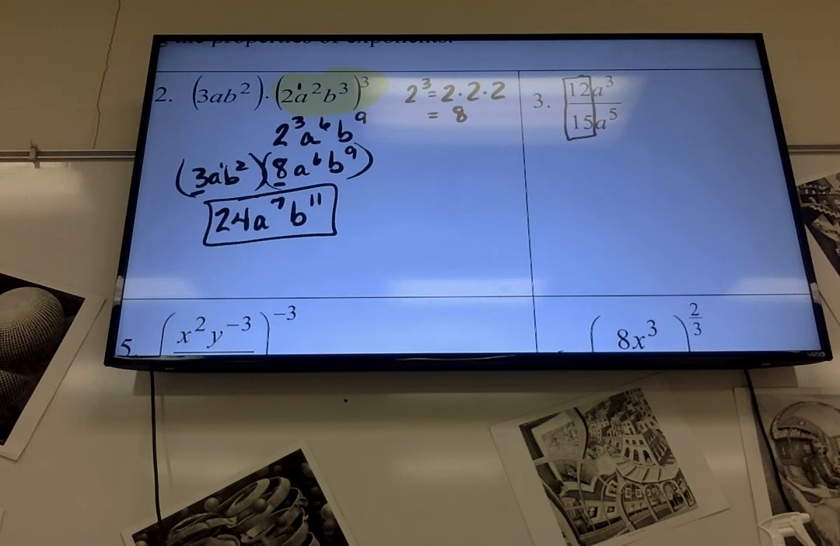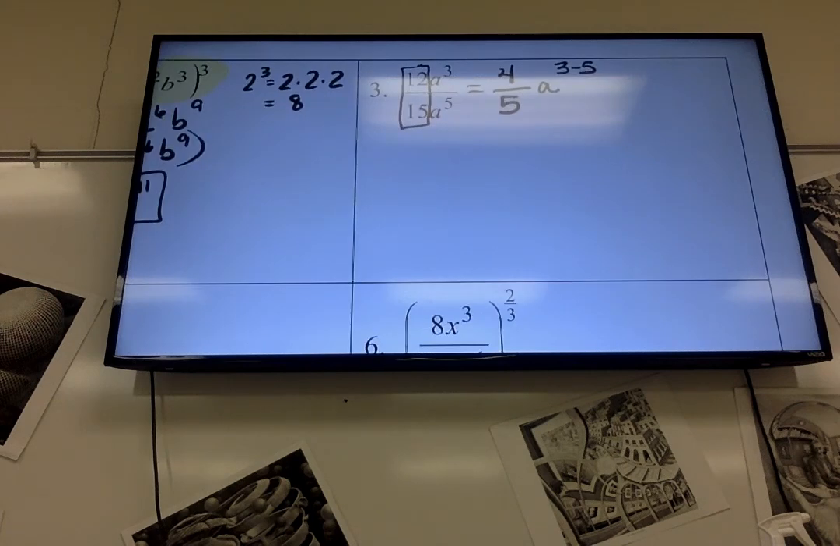Okay, 12 divided by 15. What can I divide into both of those? 3. So 3 goes into 12 4 times. 3 goes into 15 5 times. All right, I'm dividing. What do I do with the exponents? Subtracting. Top minus bottom. So I get 4 over 5, a to the negative 2.